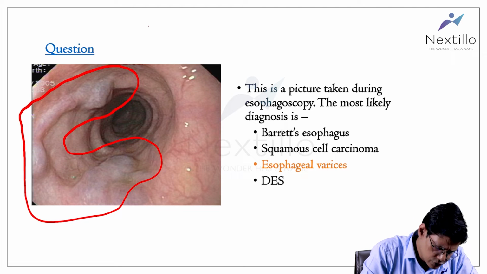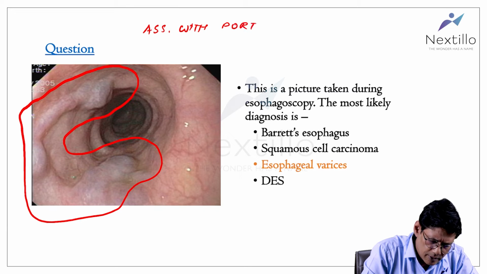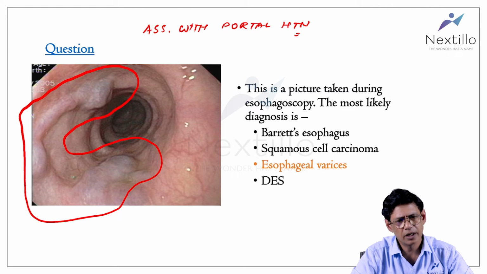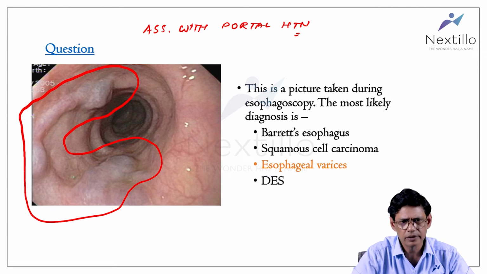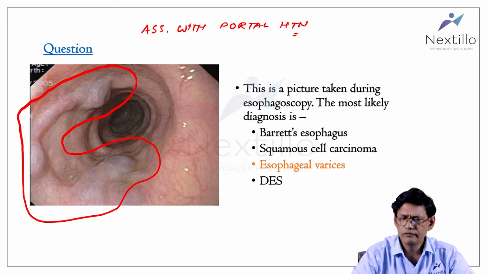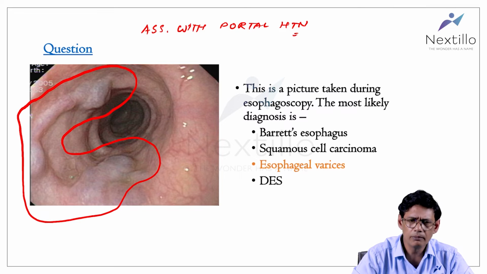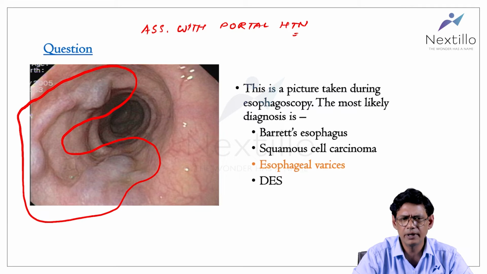Esophageal varices are associated with portal hypertension. The lower part of the esophagus and the upper part of the stomach, that is the fundus, drain through the portal vein. Whenever there is a blockage of the portal vein, this leads to the shunting of the portal blood into the systemic vessels, and ultimately as a backflow, the veins become dilated. These are known as varices.